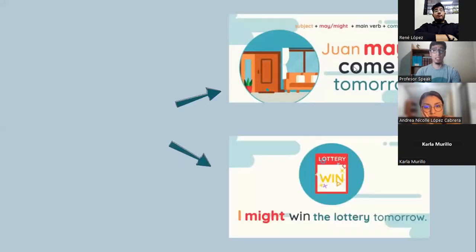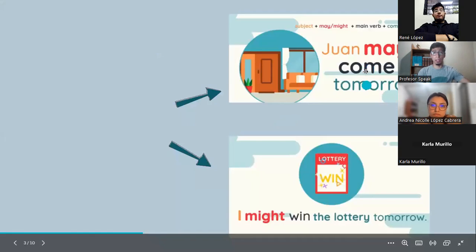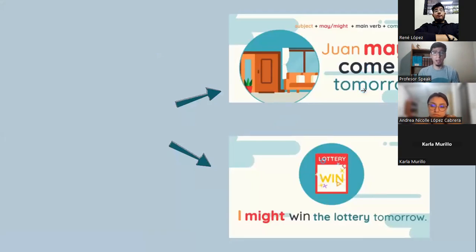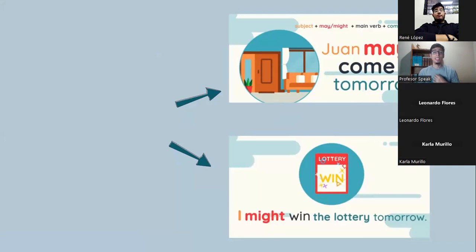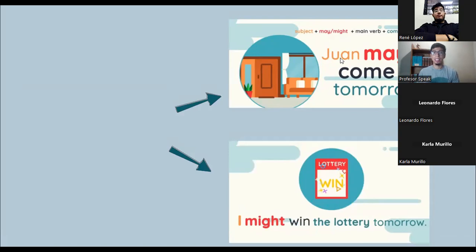Okay, perfect. Here we have another example. Very quickly. Let me close this. Okay, now here we have this. We have May. Juan may come tomorrow. That is how many percent possible? 70%, so very likely. Okay, very likely. Then I might win the lottery tomorrow. 30%. There is a slight possibility that I win the lottery.